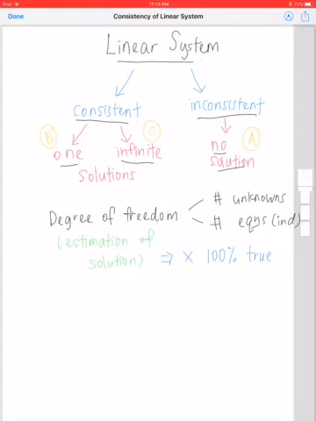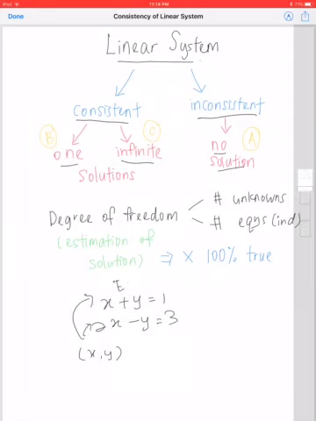So just imagine you have a system of linear equations, let's say x plus y equals 1 and 2x minus y equals 3. Let's assume this is your linear system. For consistent with one solution, the values of x and y that you found from your solutions, when you substitute these values into both equations, equation 1 and equation 2, you'll get back the values of 1 and 3, exactly the same as on the right hand side.